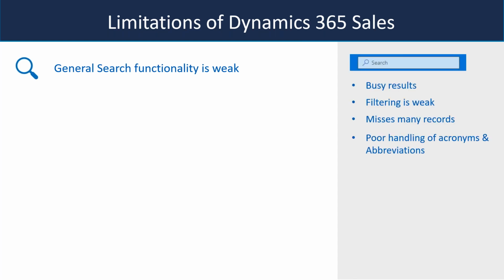So let's discuss some of those aforementioned limitations within Dynamics that make the users less productive, right? First off, there is the general search functionality, which is overall pretty weak. Yes, it's gotten better, but I think we all agree the amount of results that come back is just really busy, right? A lot of stuff. And filtering is weak. In fact, the more information you feed it, the busier the results get, right? Which we'll demonstrate here too. It also still misses a lot of records, as we'll see. And ultimately, it doesn't handle acronyms and abbreviations very well. So while it's much better than it was initially, still not really good.